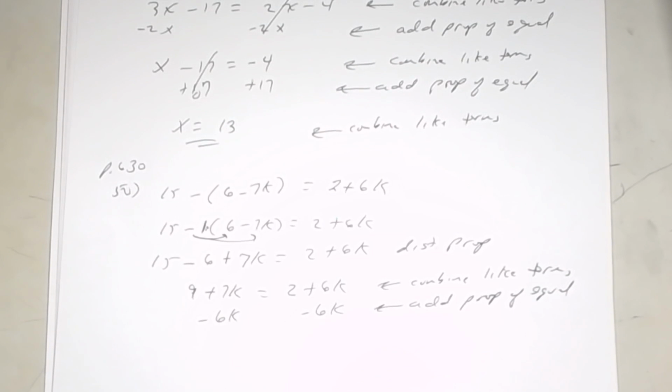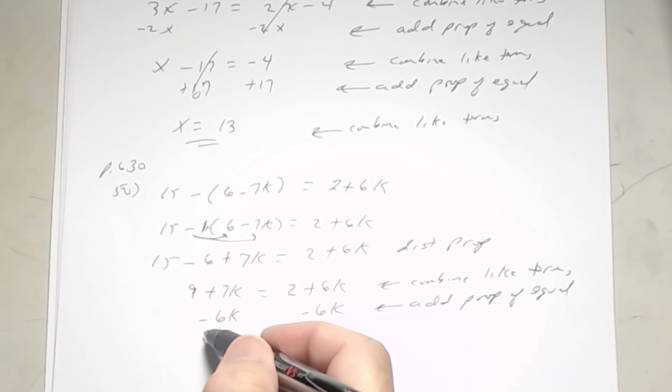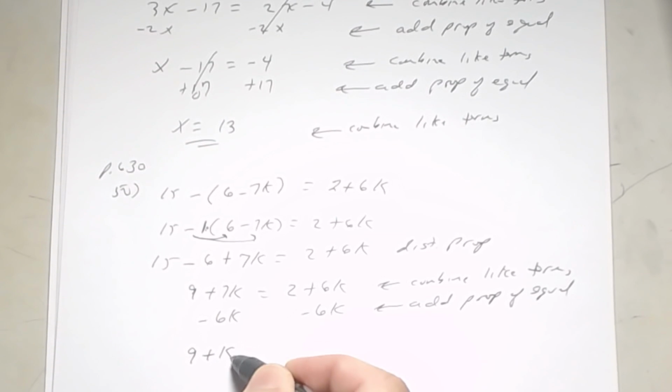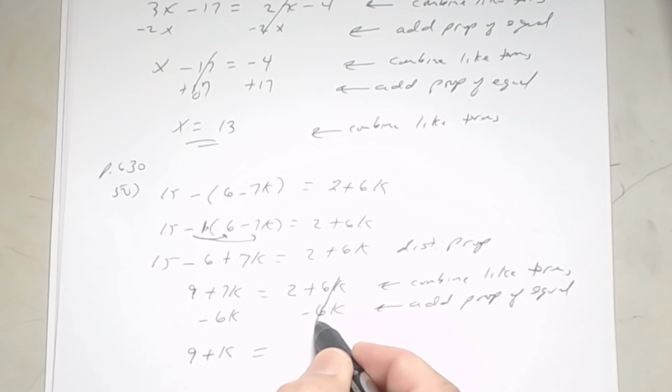And now I'm going to combine like terms. What is 7k minus 6k? Just k. Now, how are you going to write the left side? 9 plus k? Okay, that's fine. Or you could have said what? K plus 9. Equal. On the right side, 6k minus 6k is 0, so what's left?